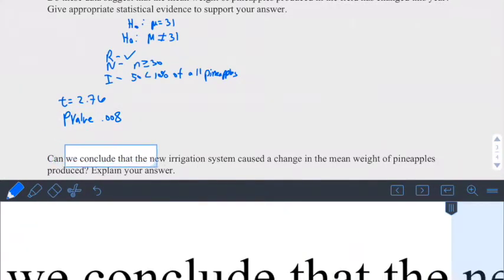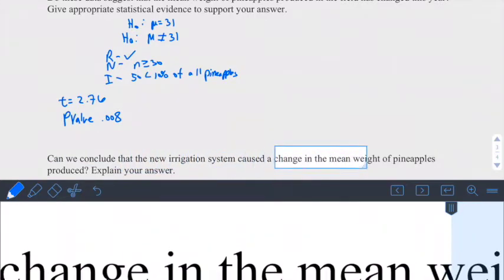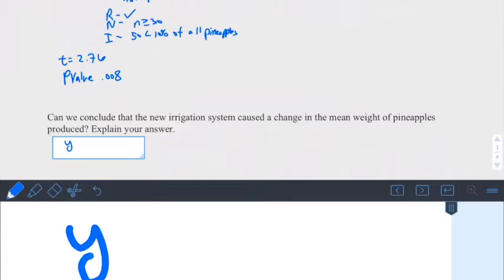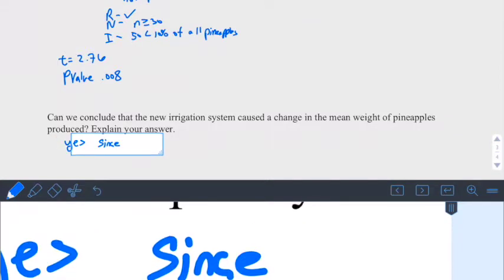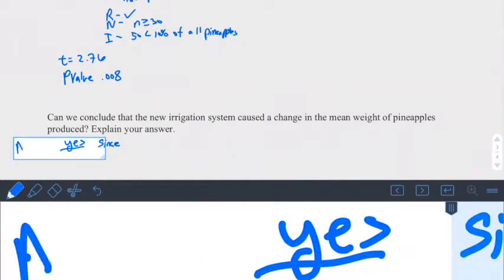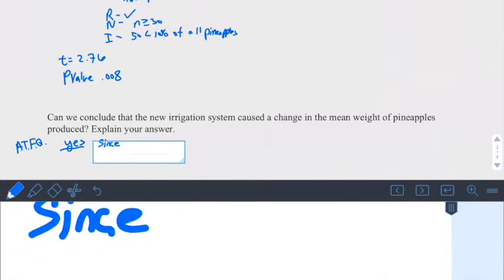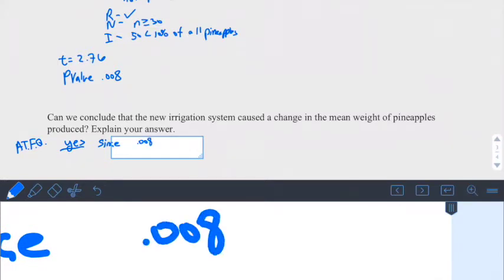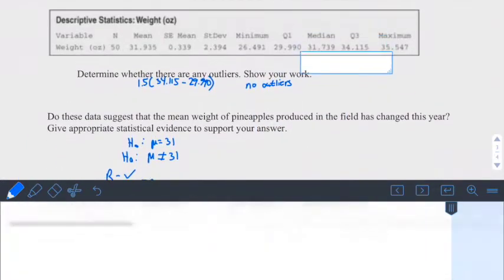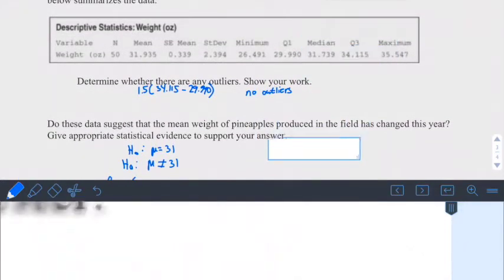So can we conclude that the new irrigation system caused a change in the mean weight of pineapples produced? Yes. Since, and this is what you guys are going to forget, this yes. Remember, answer the question. 0.008 is less than 0.05, well, whatever alpha that we chose to use. Maybe we use 0.01, doesn't matter in this case.